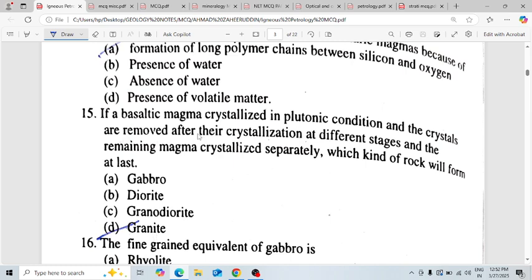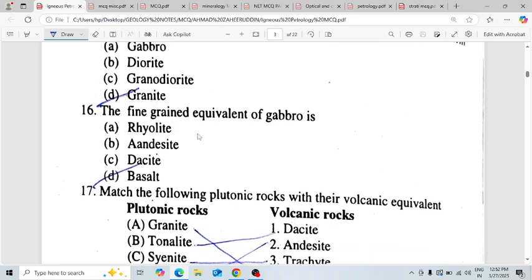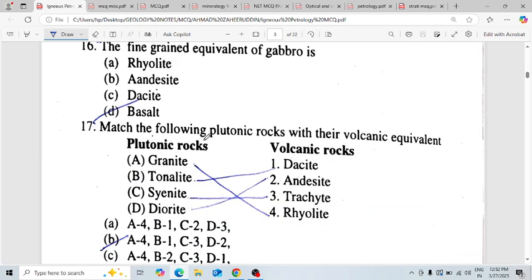That is granite. The fine grained equivalent of gabbro is basalt. Granite, plutonic; volcanic is rhyolite. Tonalite, plutonic; volcanic is dacite. Syenite, trachyte. Diorite, andesite.